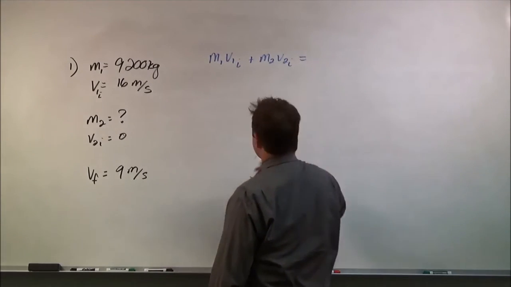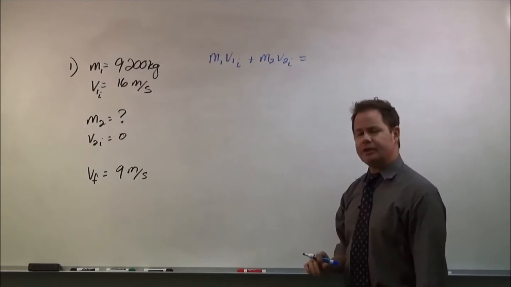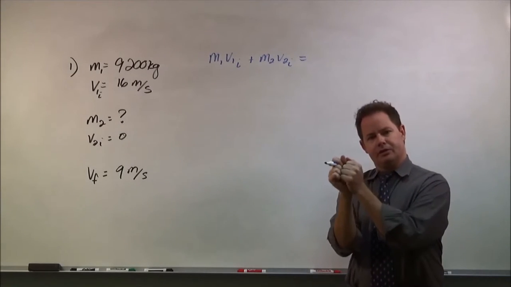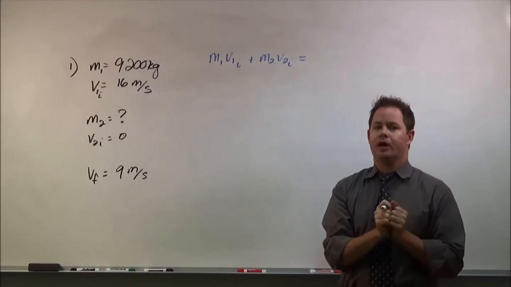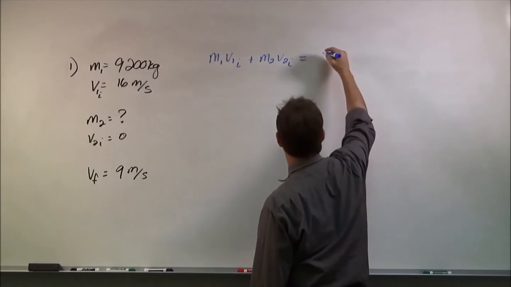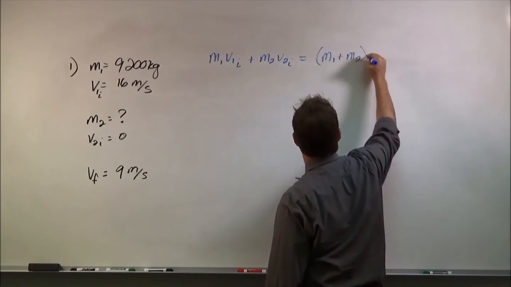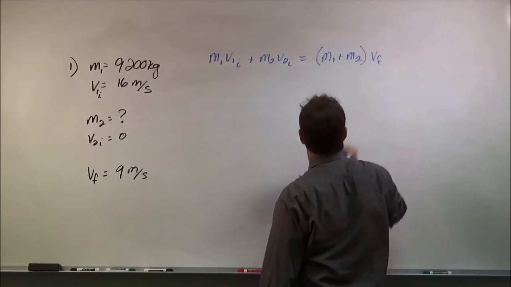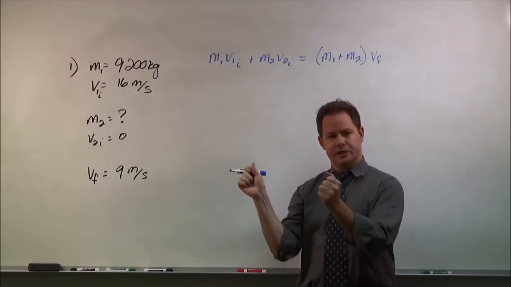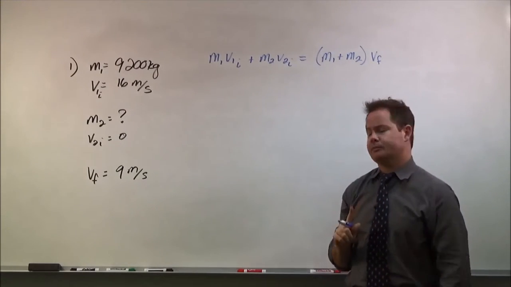Now, conservation of momentum means that the momentum before the collision, m1 v1 initial plus m2 v2 initial, will equal the momentum after the collision. And for that second part of the equation, if the two objects stick together, then they're going to move together as one object, but the mass will be the sum of the masses of the individual objects. So we're going to have m1 plus m2, and then times v final, because you're only going to have one final velocity since the two objects now stuck together are moving together as one object.